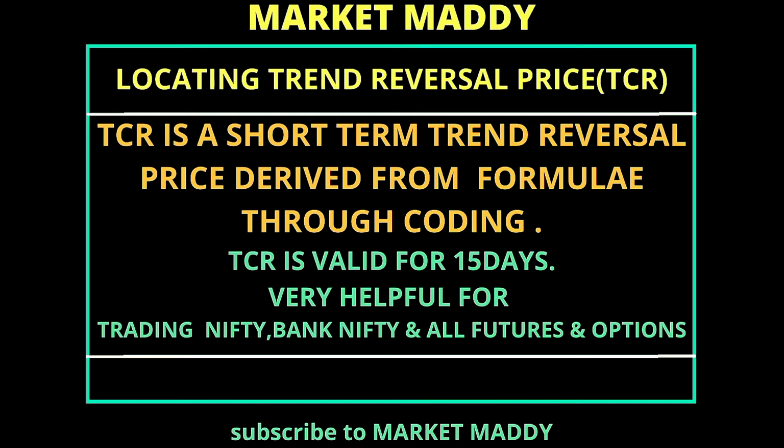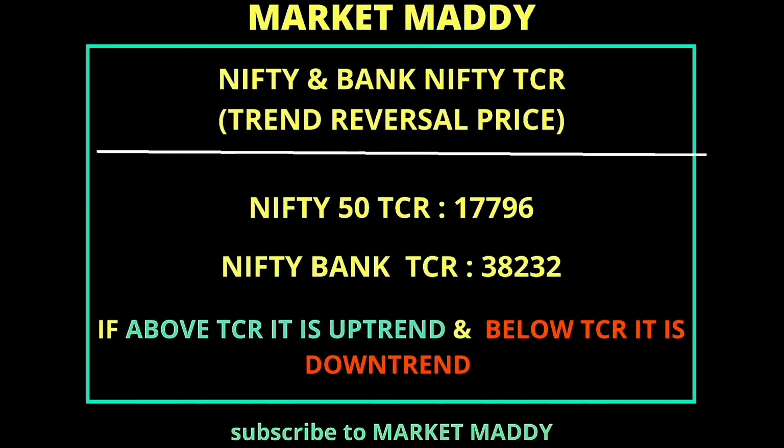The second step is forming the levels. The third step is assessing the trend between the levels, how it is going to be. Then the fourth is concluding the strength of the stock or index, whatever it is. Here I just explained to you the Nifty and BANKNIFTY TCRs and other things. Nifty TCR is 17,796 for the present trading.